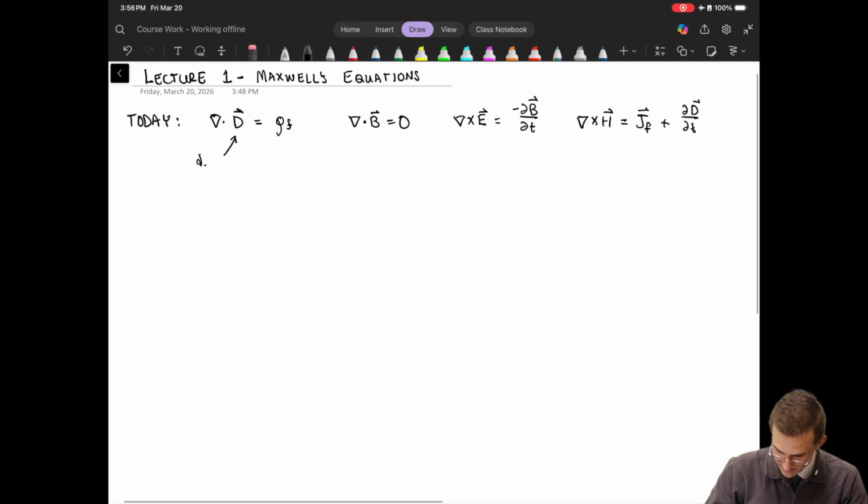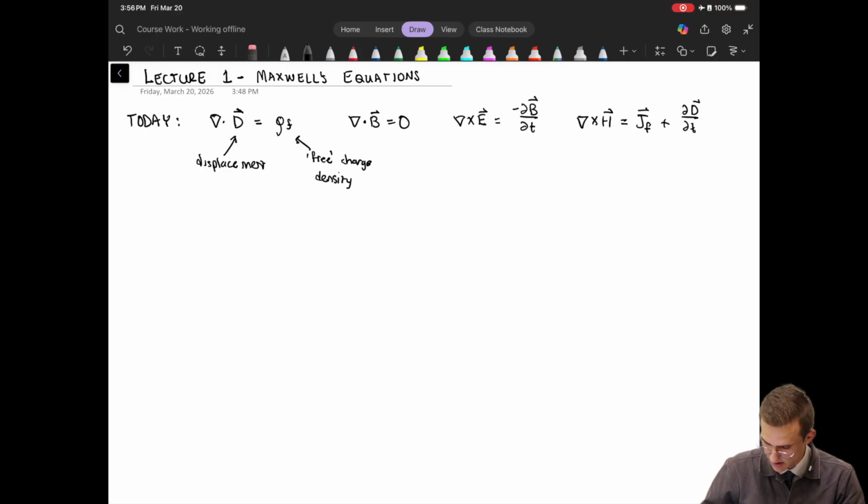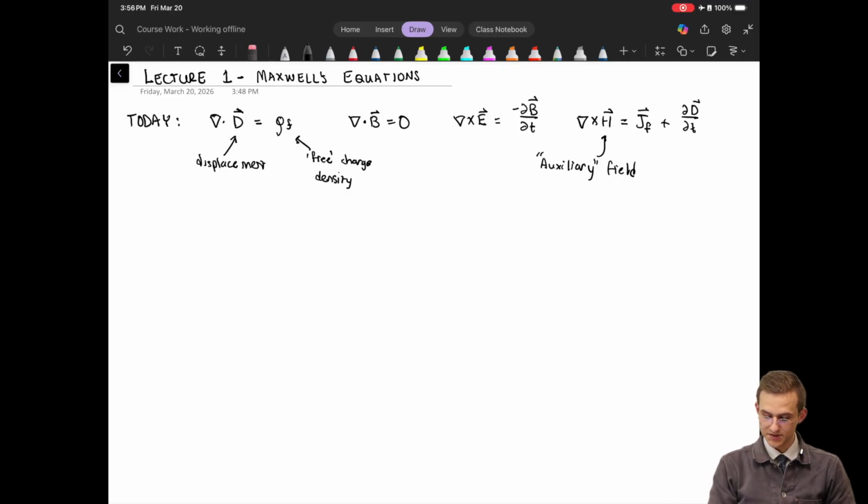This thing is called the displacement field. That little F subscript is telling you that you're talking about the free charge density. This H we often call the auxiliary field. And then the B and E, of course, are your magnetic and electric fields that you hopefully are at least a little familiar with.